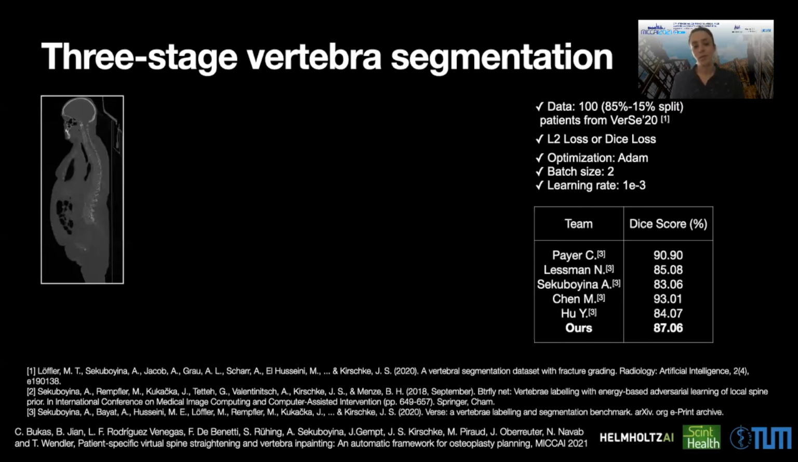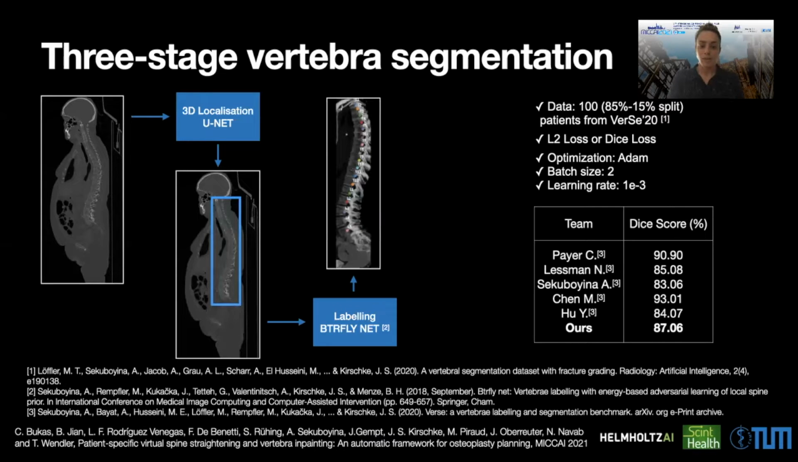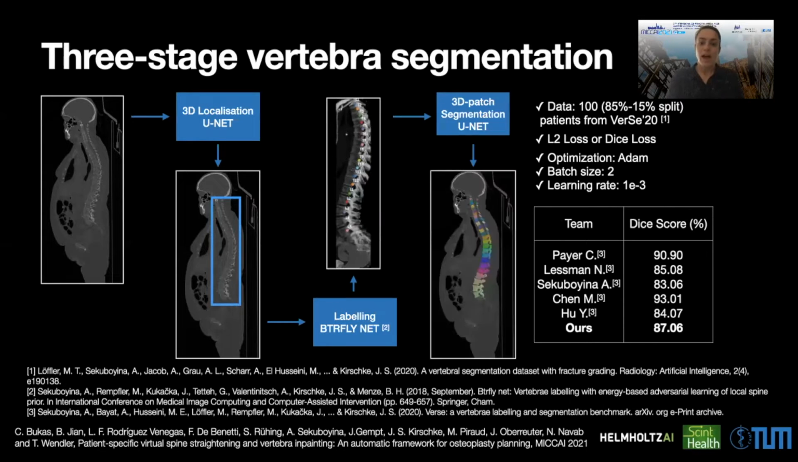For the first step of vertebra segmentation, we re-implement Payer et al.'s three-stage approach and achieve state-of-the-art results. This involves a 3D localization unit for detecting the spine, the butterfly net for labeling the centroids of the vertebrae, and finally a 3D patch-based segmentation unit in order to acquire the final segmentation.